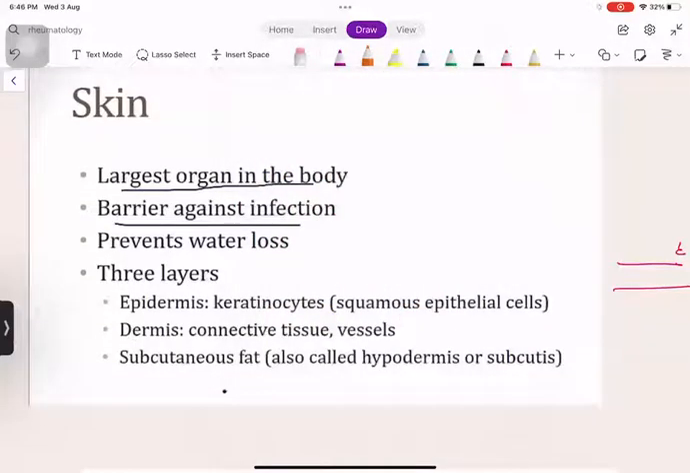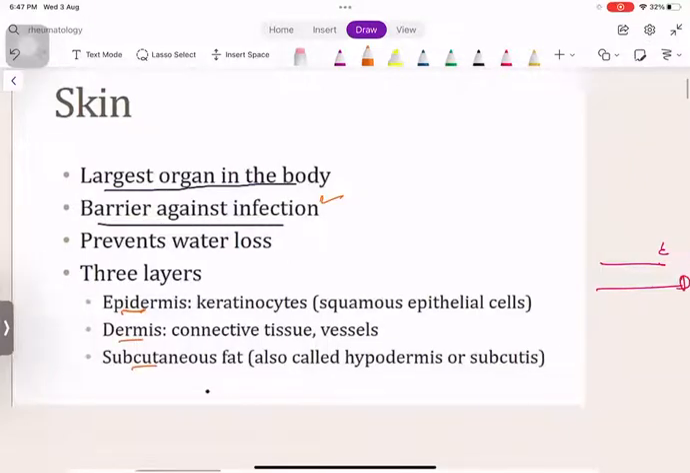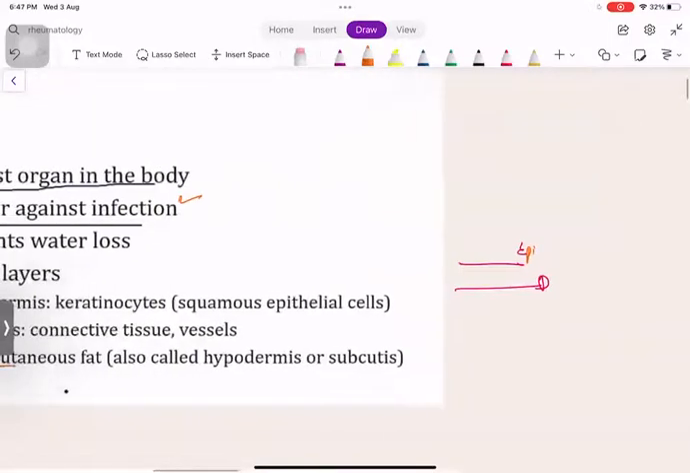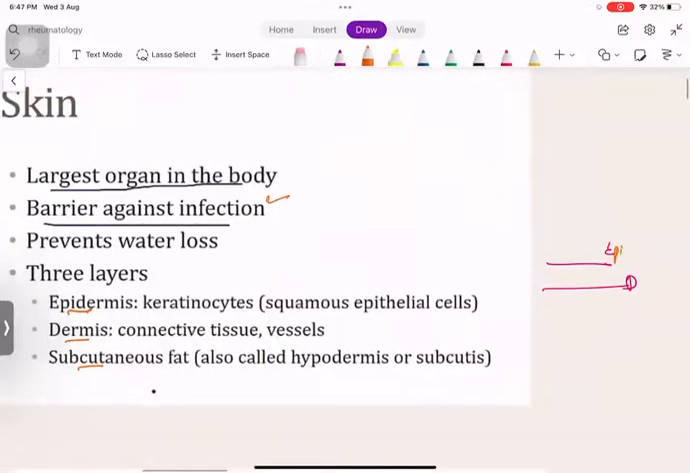Some basics about the skin is that beside being the largest organ of the body, it also prevents against infection and prevents water loss, bacterial invasion. It has three layers: epidermis, dermis, subcutaneous fat. Epidermis is above dermis, like the name suggests, and below dermis we have subcutaneous fat.